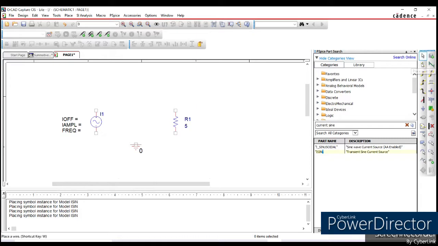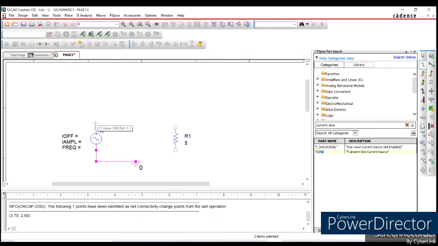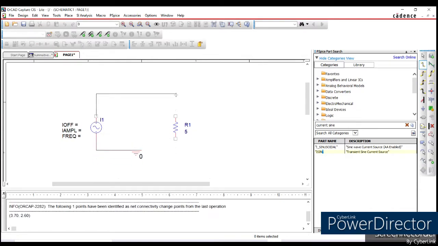Let's connect our circuit here with our wires. So here, and the other one is here. Let's connect all of the components here. So these will be our components. Let's zoom in.